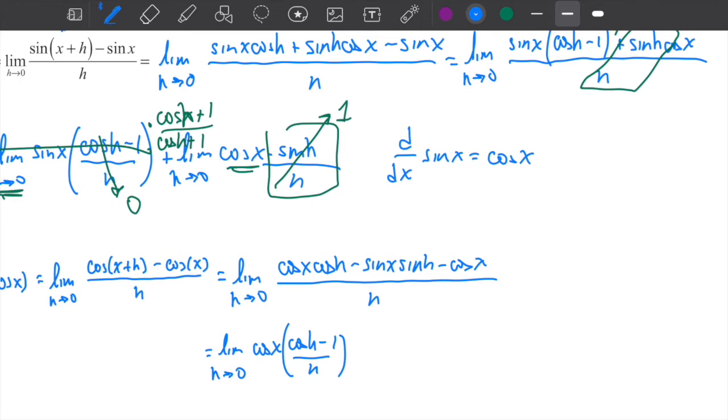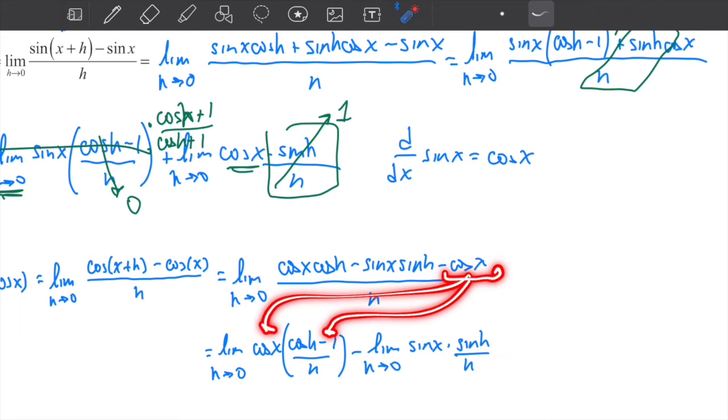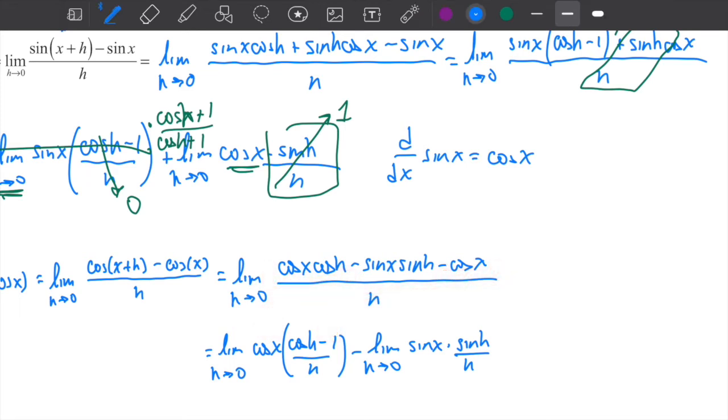Will be minus the limit as h approaches 0 of sine x times sine of h over h. There's that minus sine x, sine h over h, that's that minus. Took out that cosine, left with cosine h minus 1. Now, take a look. First term, cosine h minus 1 over h, that approaches 0, so that whole term is eliminated. Sine h over h, as h approaches 0, approaches 1. And we are left with negative sine of x. Ooh, curious.